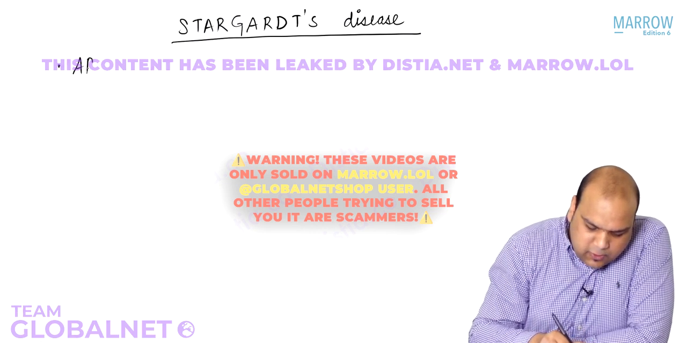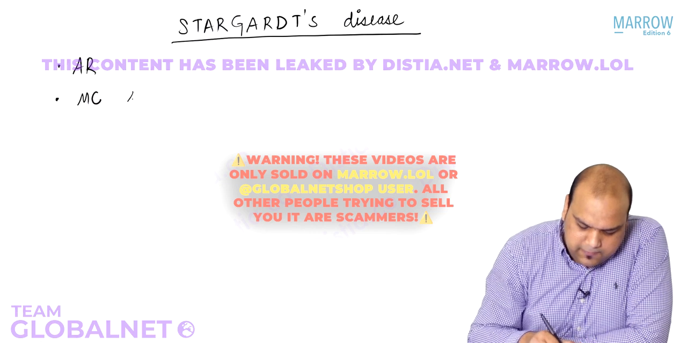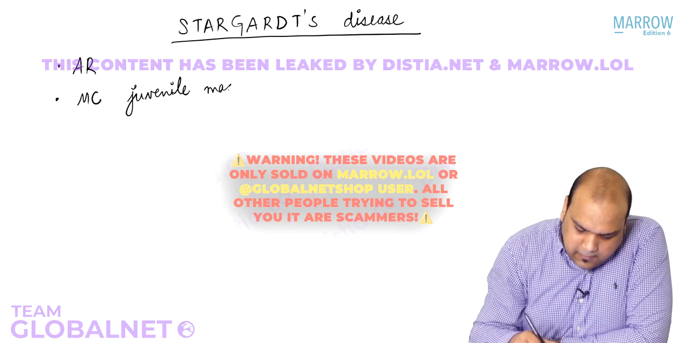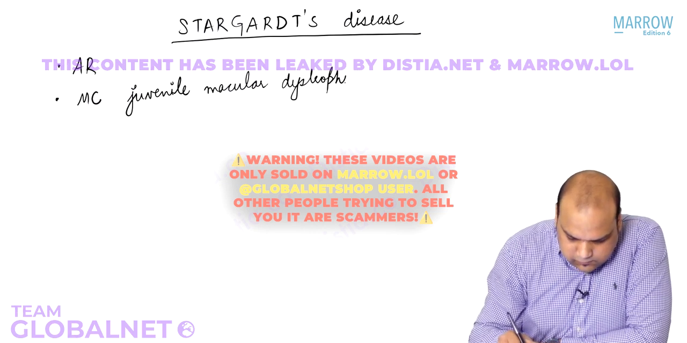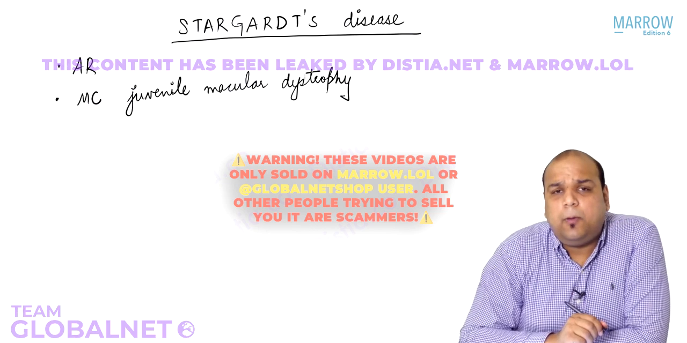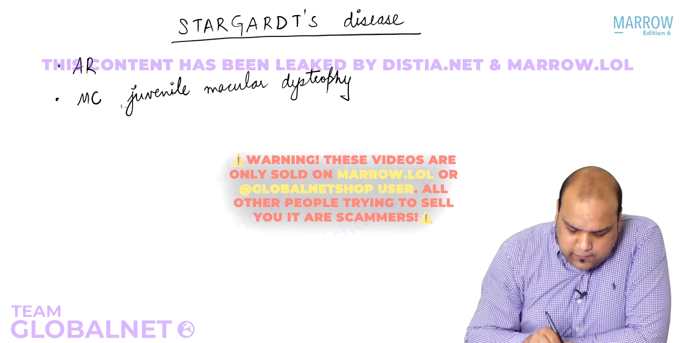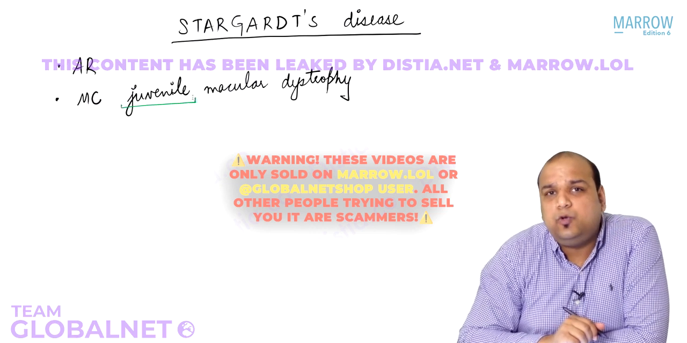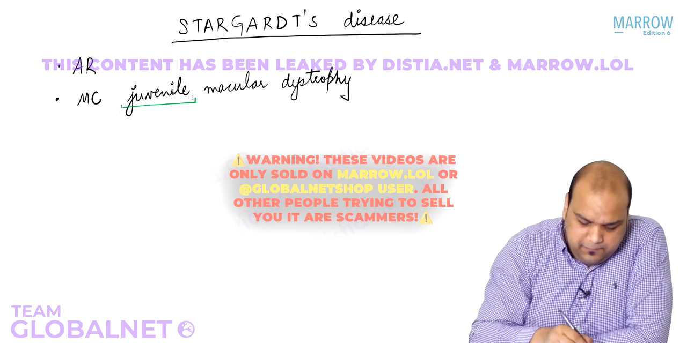Mode of inheritance is autosomal recessive. Then please remember, this is the most common juvenile macular dystrophy. So as soon as I write juvenile, you understand the age group we are talking about. Yes, we are talking about teenagers, everybody, 10 to 20.